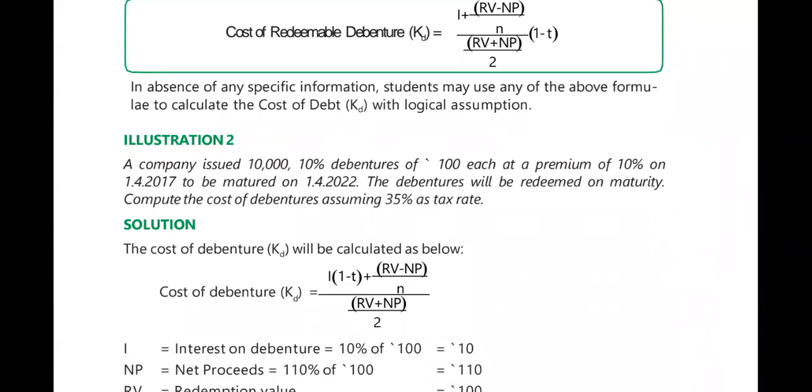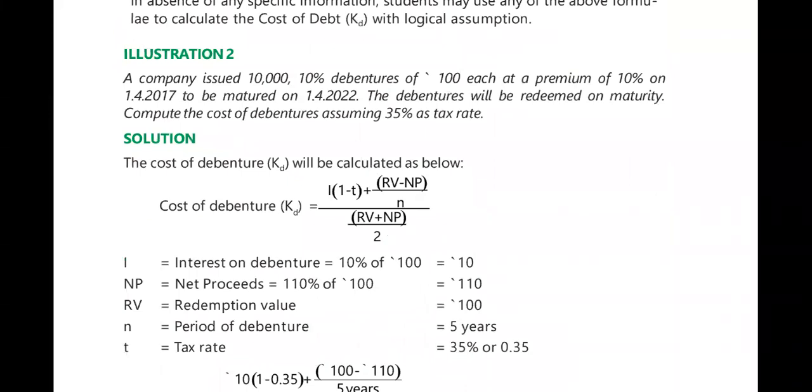This formula will be applicable: KD equal to I into bracket 1 minus T plus RV minus NP divided by N, whole divided by RV plus NP divided by 2. Okay, so now let us see, we will calculate each component first, then we'll put it in the formula, and after that we'll get the cost of redeemable debt. So let us see first of all I.